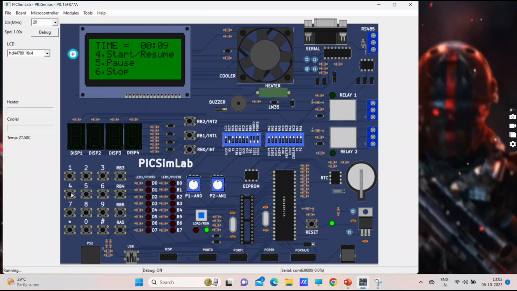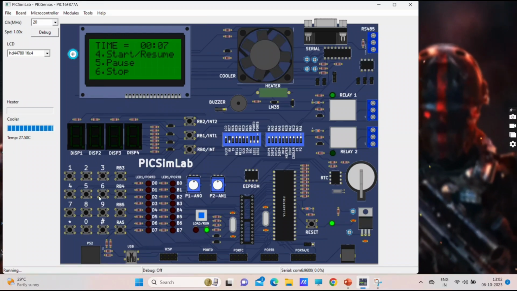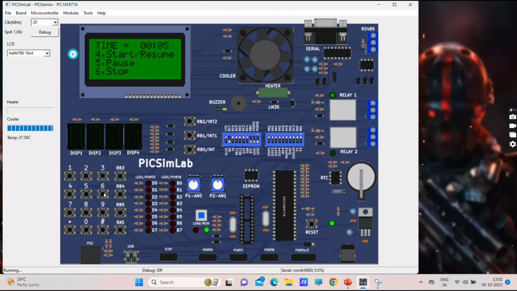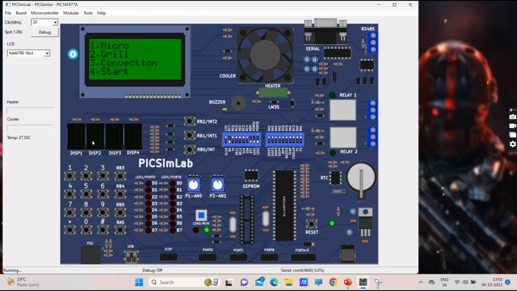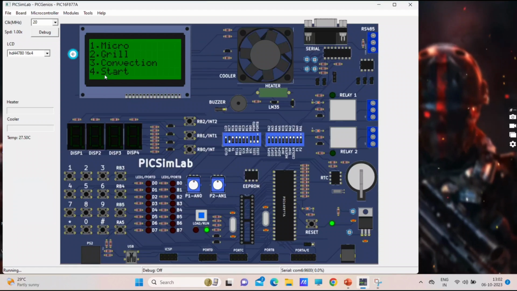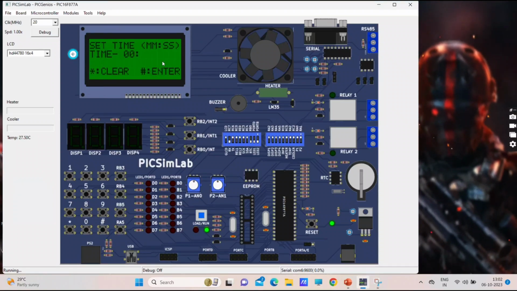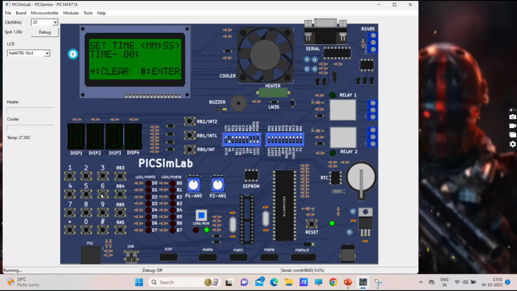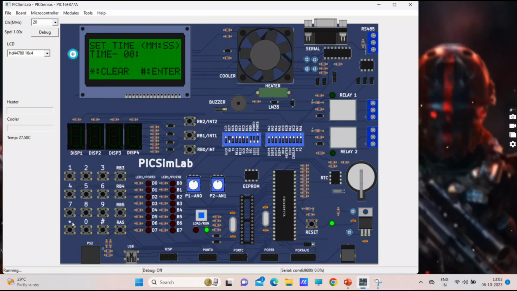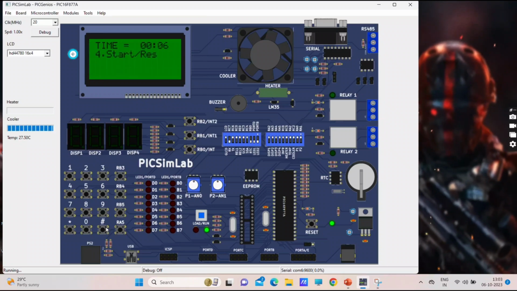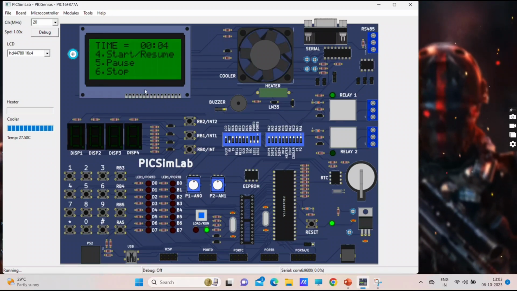Now we have the grill mode of operation by pressing switch 2. We have the set time screen. We can set the time according to our conditions and press enter, and this is the grill mode working, in which the food is cooking. We have the time up screen when the counter is completed.